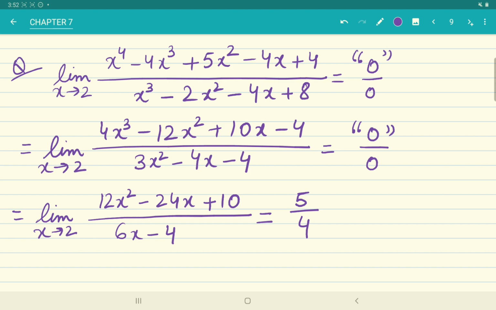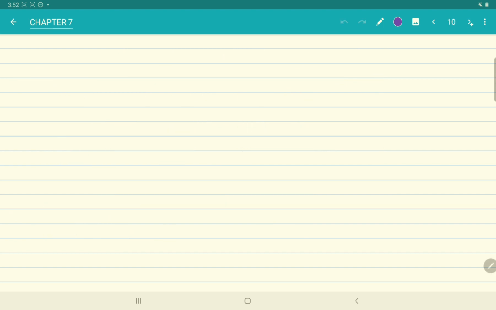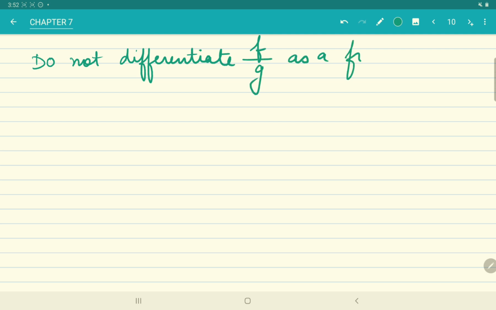I have to mention one thing here, and this is just a warning, that we never differentiate f by g as a fraction. We are computing f prime by g prime when we are applying L'Hopital's rule. So let me give it a warning here. Do not differentiate f by g as a fraction. This is important here, that we do not ever differentiate f by g as a fraction.